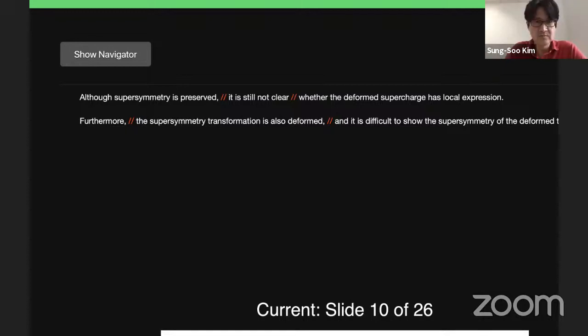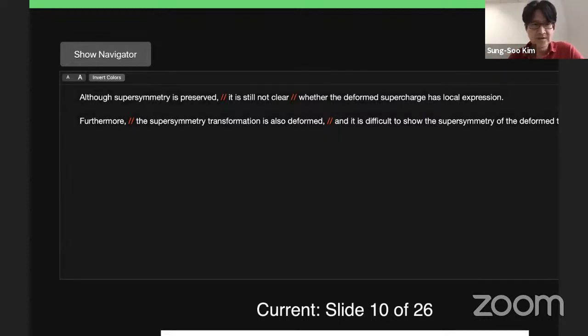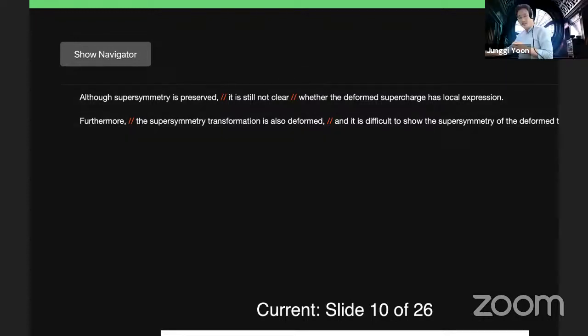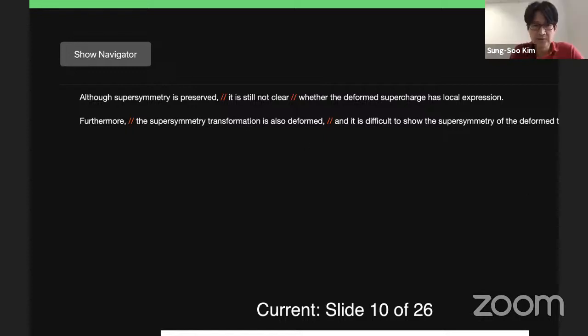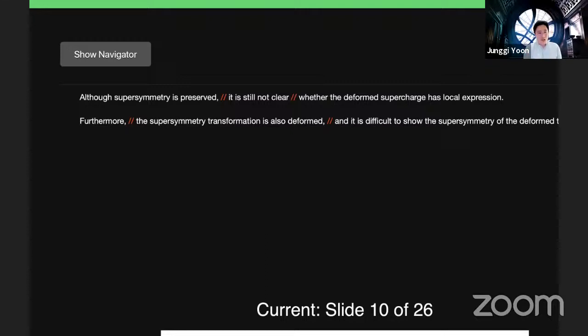Jeong-gi, can you? Yeah. I think two slide has been not showing. Yeah. We don't see your slide. Can you adjust a little bit more? Yeah, so Junggi, can you hear me?